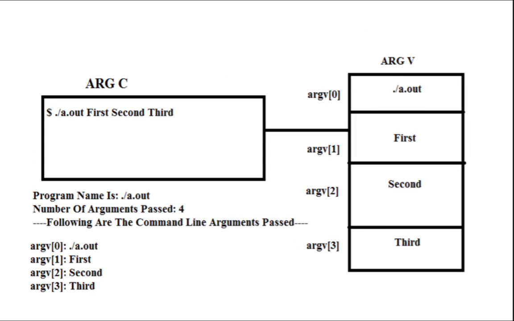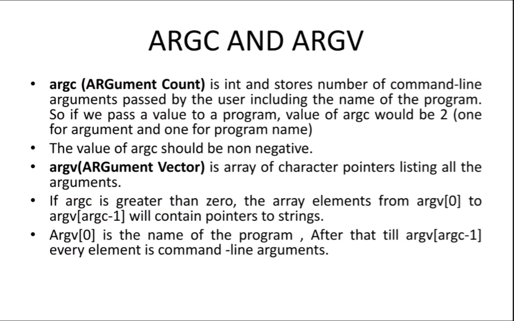So this is the example. You can understand the difference here. First of all, ARGV is the array. ARGC is the command line argument count. ARGV is the array to store the command line arguments, right? If ARGC is greater than 0, the array elements start from ARGV of 0. Just remember that, ARGV of 0 always contains the name of the program.